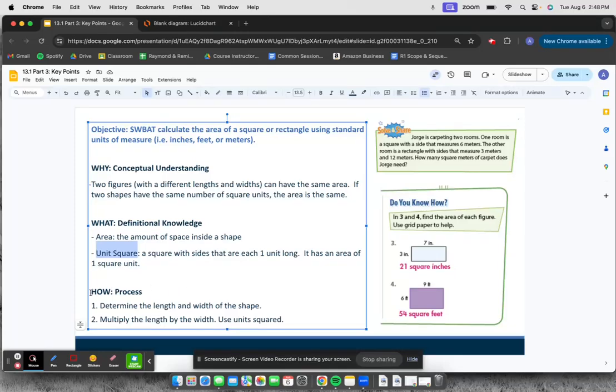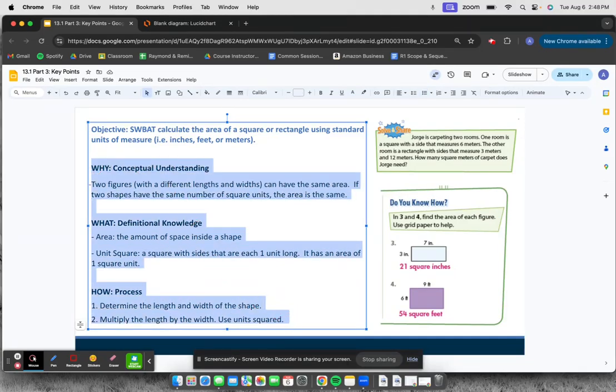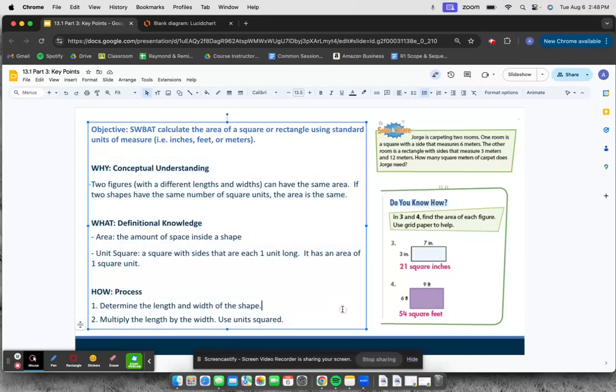And then you can think about how we applied the area process. What did we actually do? So we determined the length and width of the shape, and then we multiplied the length by the width. And we used units squared in order to do that. So all of these give us our why, what, and how key points for the lesson that has this objective, addressing that 4.MD.A.3 standard.